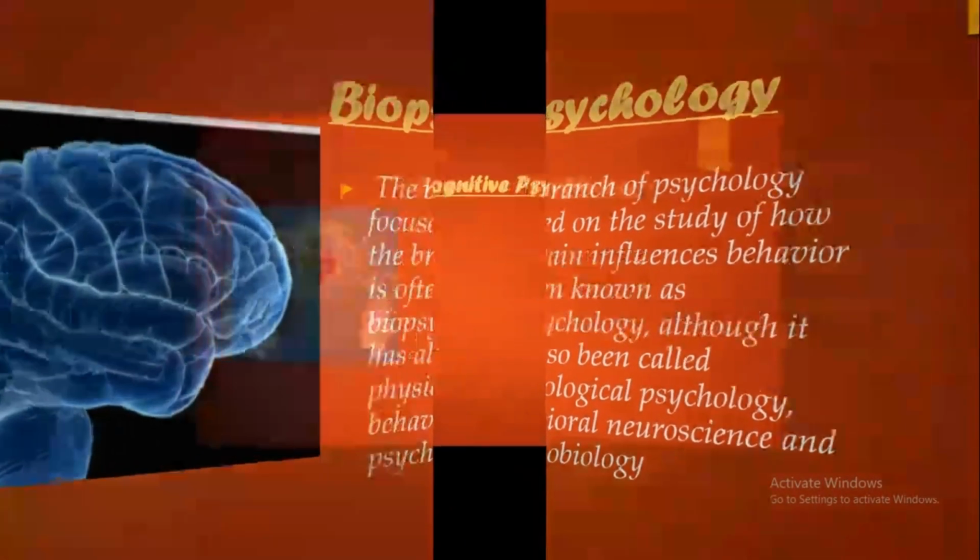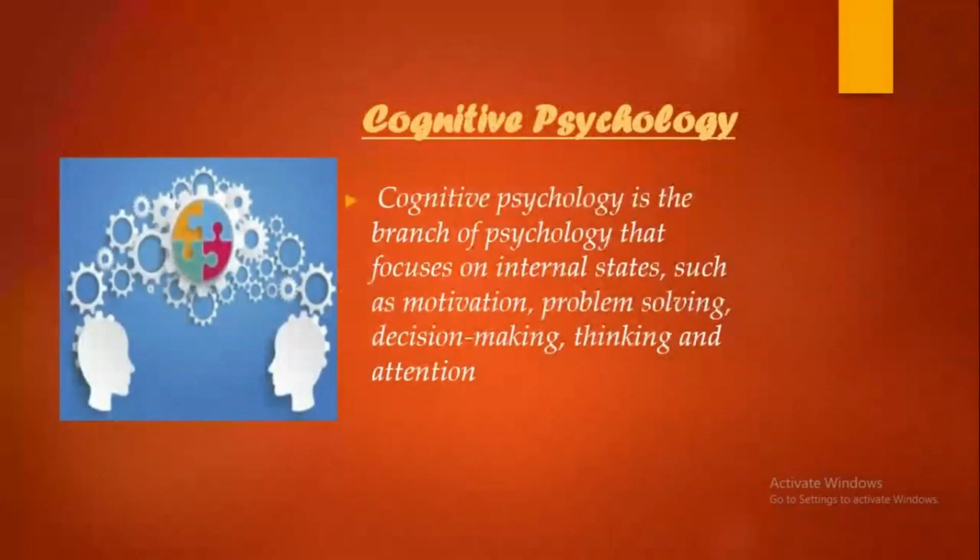Next one is cognitive psychology. As the name indicates, cognitive psychology deals with the thinking process, the cognitive process of a person: learning, memory, abstract thinking, logical thinking, whatever aspects are related to our brain are studied under cognitive psychology, right? Cognitive psychology is a branch of psychology that focuses on internal states such as motivation, problem solving, decision making, thinking, and attention.